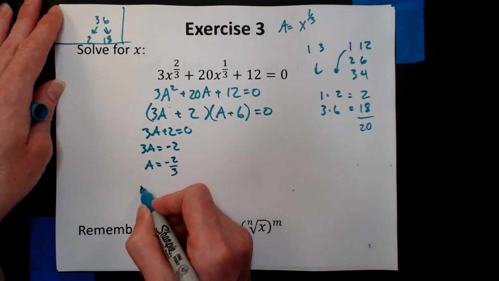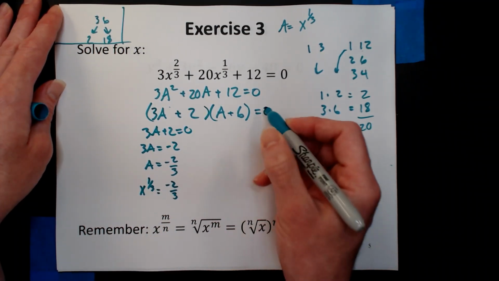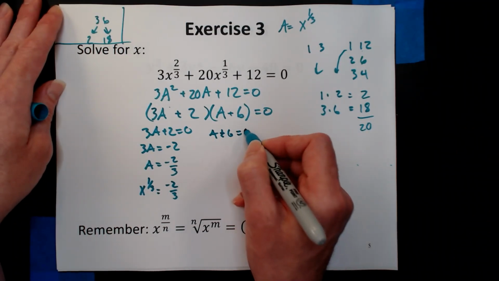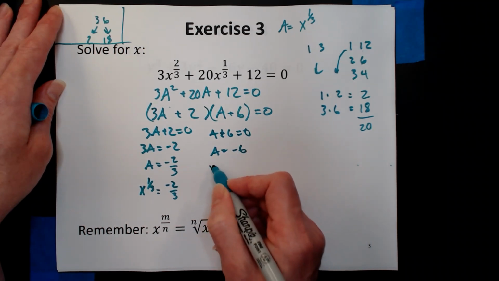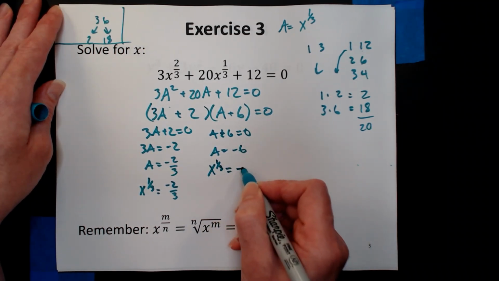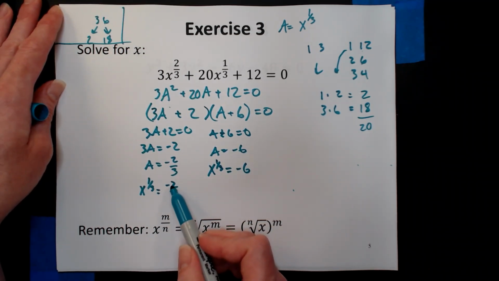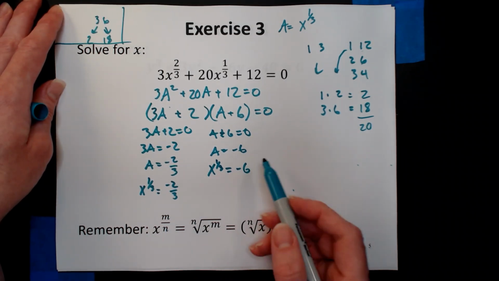And that's what x to the 1/3 is equal to. Then over here we have a plus 6 equals 0, so a equals -6. That means x to the 1/3 actually equals -6. So I have two options: x to the 1/3 can equal -2 over 3, or x to the 1/3 can equal -6. With that in mind, I'm not done yet.